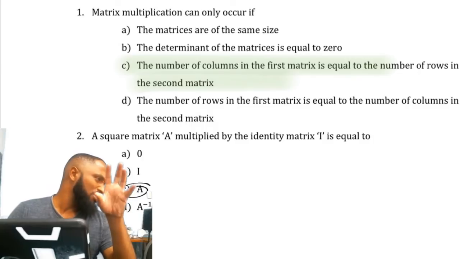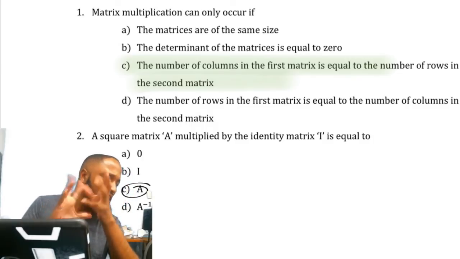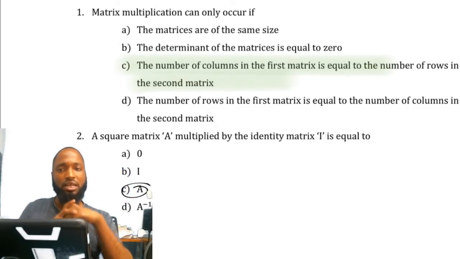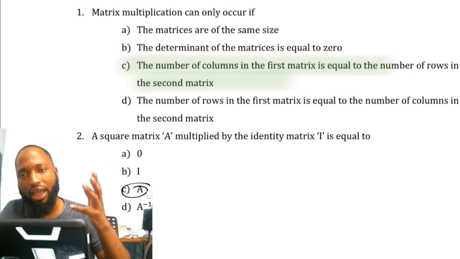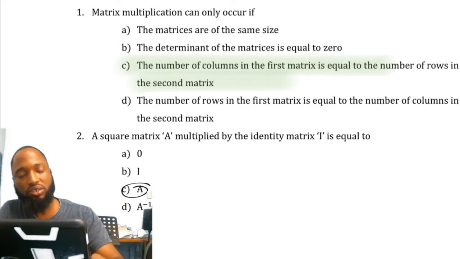We had a good few different answers here. People weren't clear on that. This could be tested as well. Maybe 50-50. The idea of the identity matrix. I'll say 50-50 chance that something like this comes.